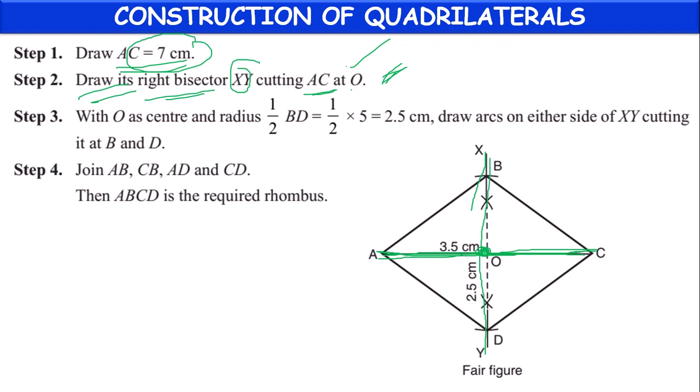Now with O as center, cut this line with 2.5 centimeter radius below the XY line and above the XY line. Mark the points as D and B. Join ABCD, and you will get the required rhombus.